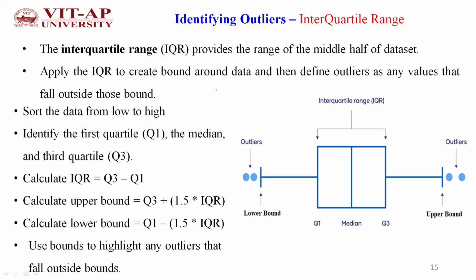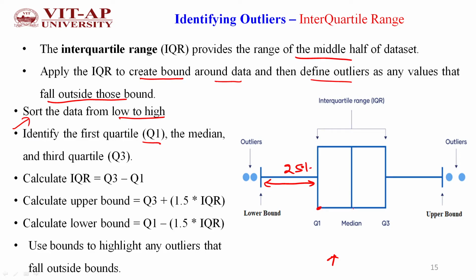The second one in the data visualization method is the interquartile range. The interquartile range provides the range of the middle half of the data set, which is useful to create bounds around the data and then define outliers as any values that fall outside those bounds. First of all, we have to sort the data from low to high, then identify the first quartile. Look at this diagram. First, we have to find the first quartile. The first quartile is 25%, the first 25 percent of the data.